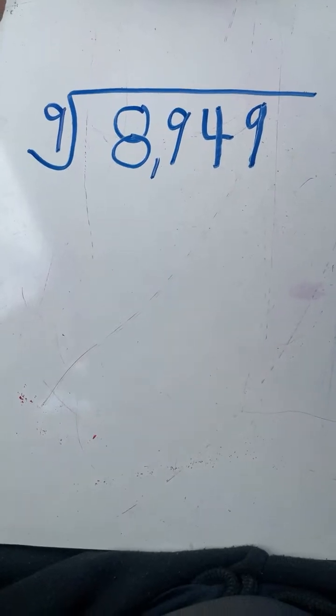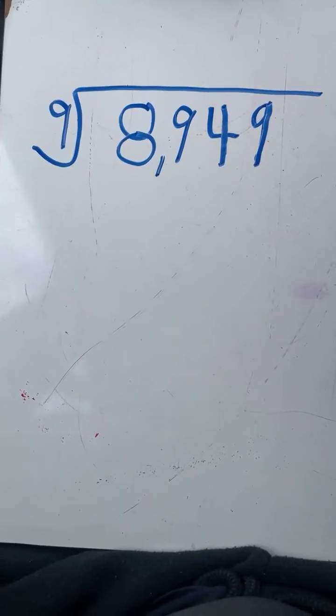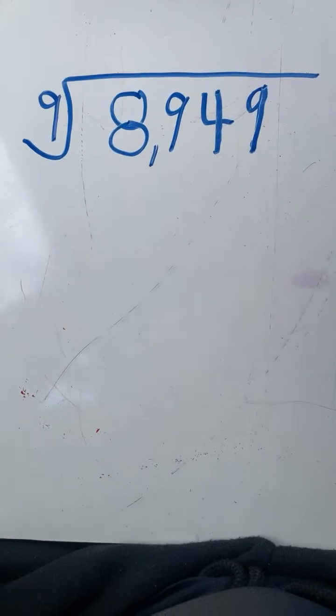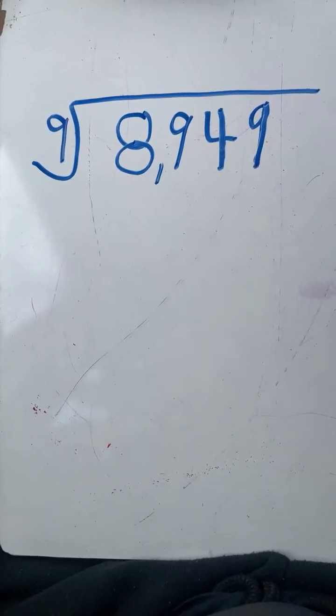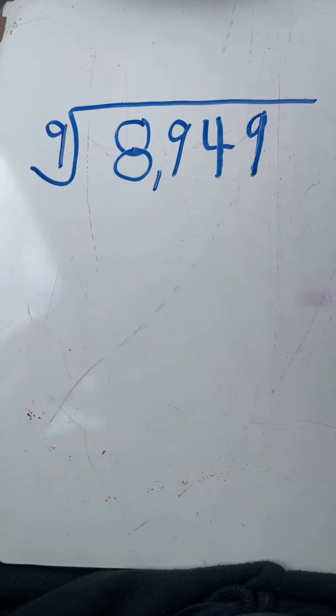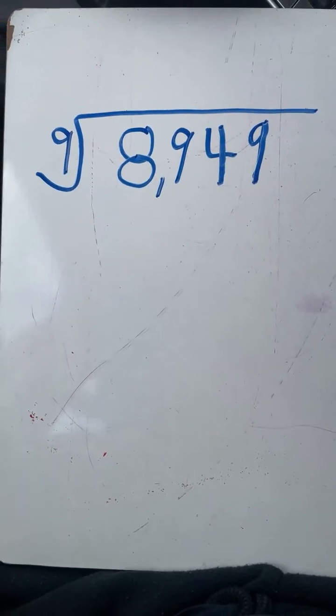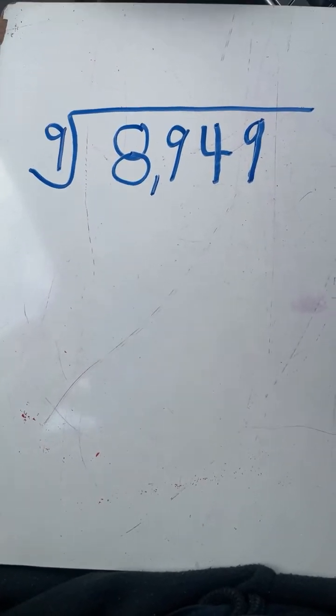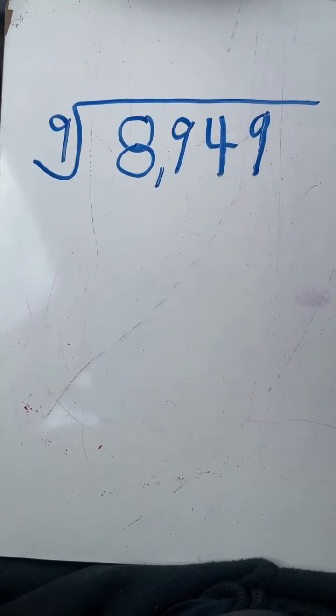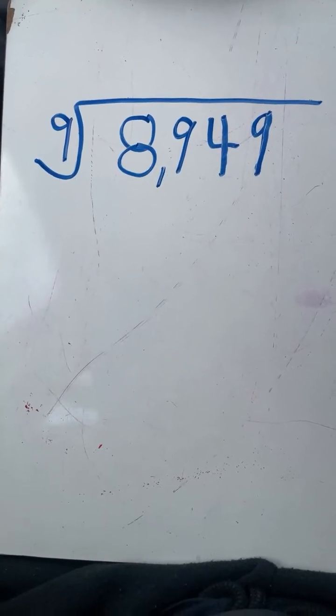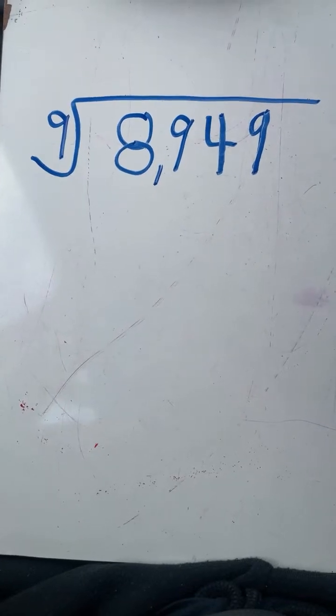So this video is going to focus on long division. Our model problem is 8,949 divided by 9. I am Mr. Camilleri, and this is the Mr. Camilleri Show. So we are going to start out by looking for the number within the number.